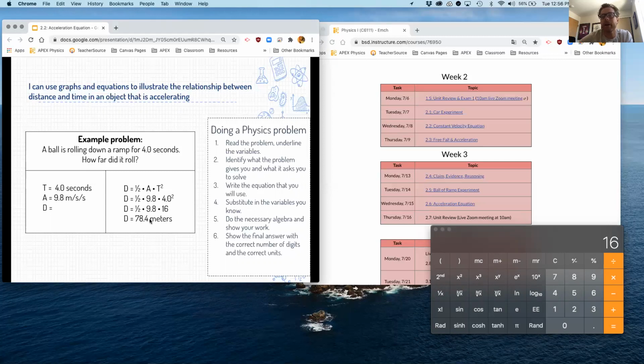Now the last step, and I want you to do this on the homework as well, is write the final answer right here with the correct number of significant figures and the correct units. So the units is meters, but let's look at the number of digits I should write. Well, this measurement has 2, and this is a constant, so my answer should only have 2 digits. So bam, 78 meters, okay?